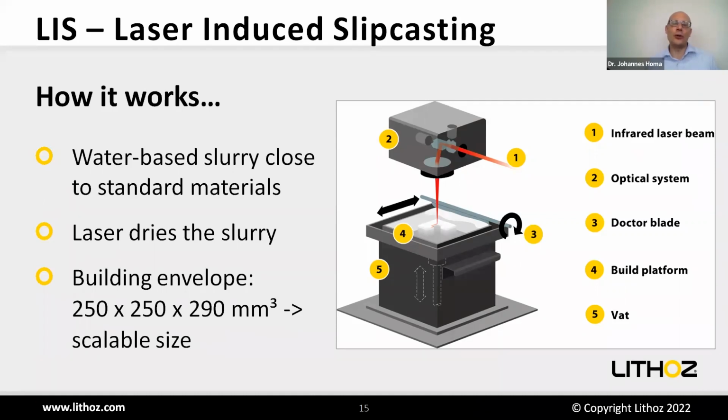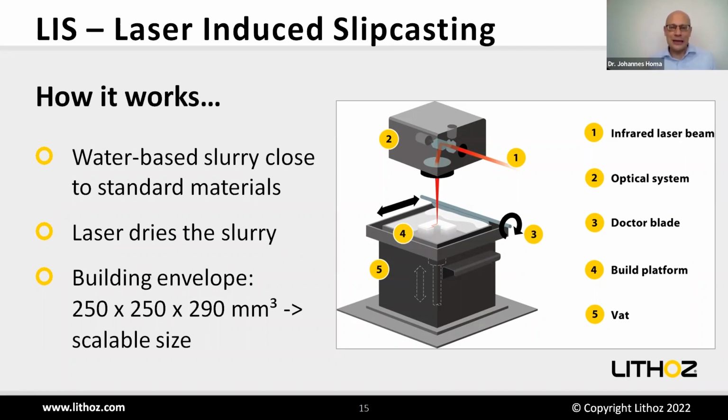So we have a water-based slurry, which is very close to standard materials, which are used for slip casting, for example. So this is the kind of material which can be used. And a laser, driven over a scanning system, simply dries the slurry. As we know from casting, water is drawn out by the gypsum mold, and here we are drying, taking the water out by simply using a laser.